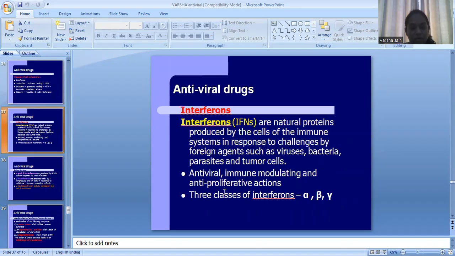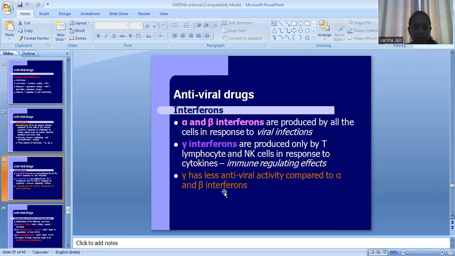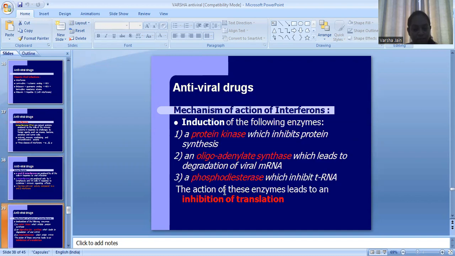So interferons are natural proteins produced by the cells of the immune system in response to challenge by foreign agents such as virus, bacteria, parasites, and tumor cells, with antiviral, immunomodulating, and antiproliferative action. The three classes of interferons are alpha, beta, and gamma. Alpha and beta interferons are produced by the cells in response to viral infection. Gamma interferons are produced only by T lymphocytes and NK cells in response to cytokines, with immunoregulating effects. Gamma interferons have less antiviral activity compared to beta interferons.